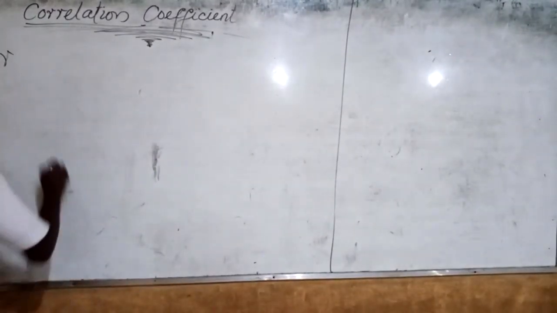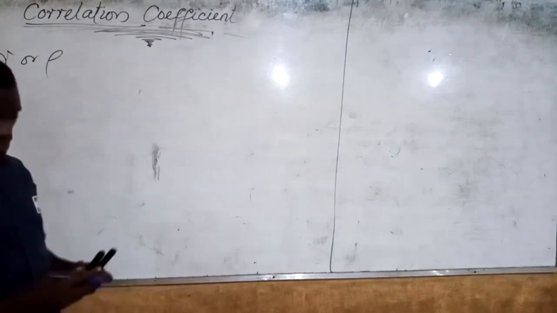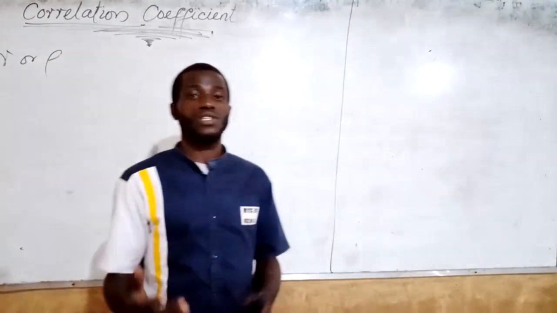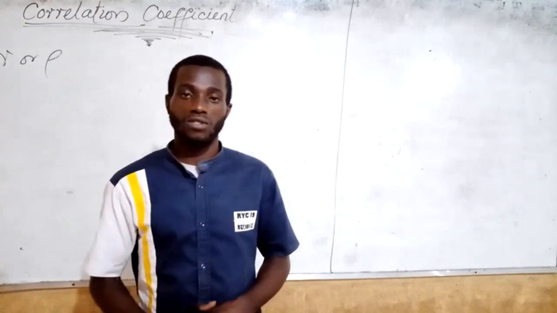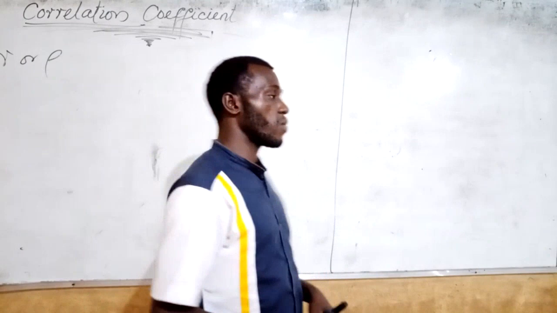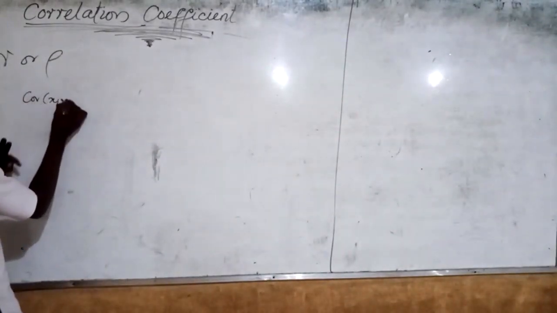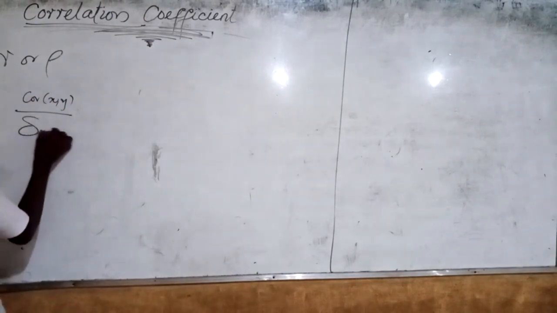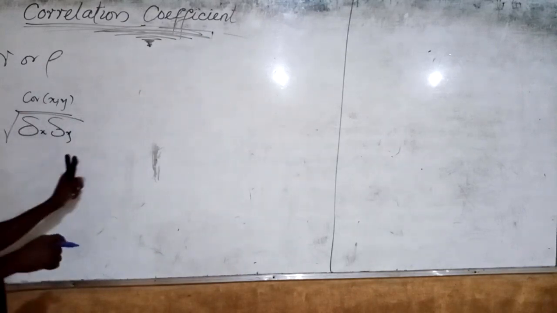Small letter r, or the Greek letter rho, is the number that tells us if there is actually a relationship between two variables and tells us the strength of that relationship. We know that it is given by the formula that follows: covariance of the two variables, usually x and y, over the standard deviation of x and the standard deviation of y, the square root of the product.